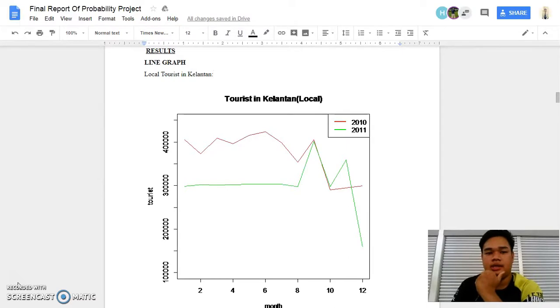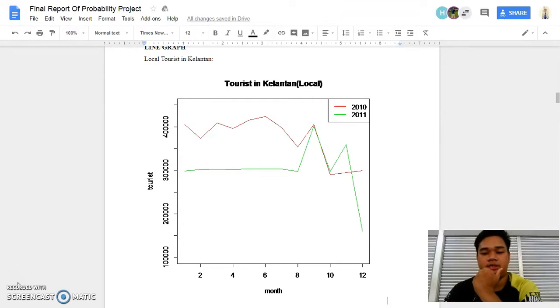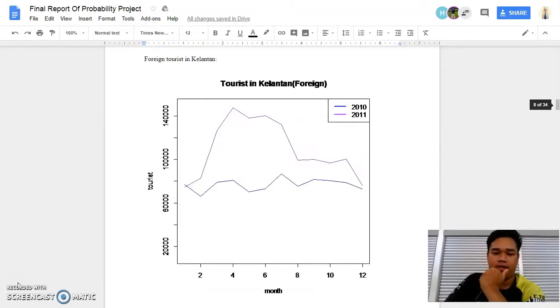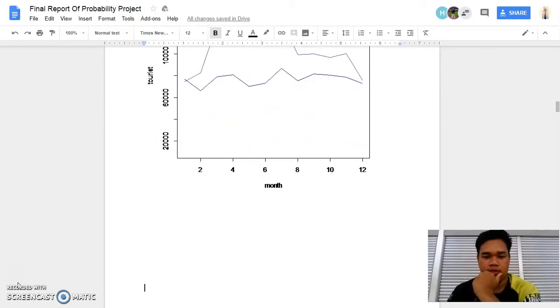My part is to show you our line graph, bar chart, and pie chart. Basically, this is our line graph. It contains the number of tourists by month in 2010 and 2011. This is our big line graph, and this one is for foreigners. We have two lines here: first for the local and second for the international.